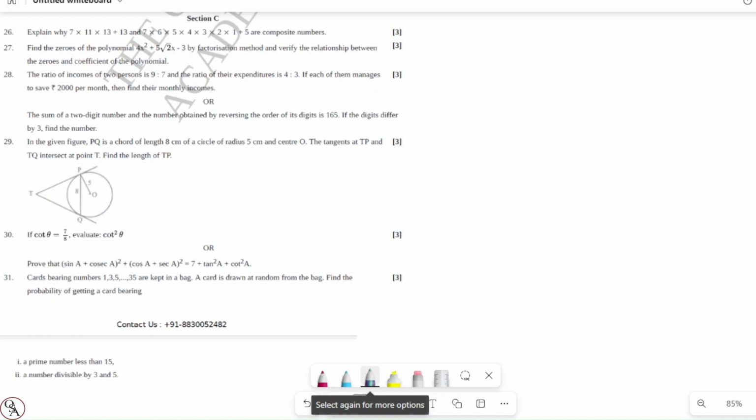We are already solving the 10th standard CBSE pre-board basic level paper, for which we had already solved section A and section B. So today we are going to solve section C, question number 27. The question is: why are 7 into 11 into 13 plus 13 and 7 into 6 into 5 into 4 into 3 into 2 into 1 plus 5 composite numbers? Basically, composite numbers are numbers which have factors other than 1 and itself.